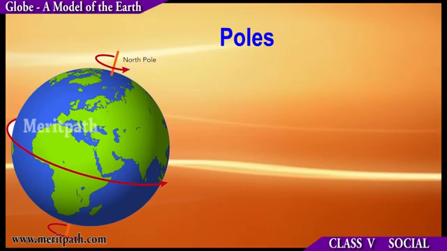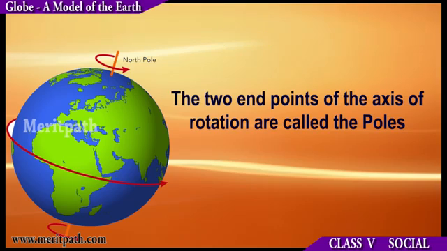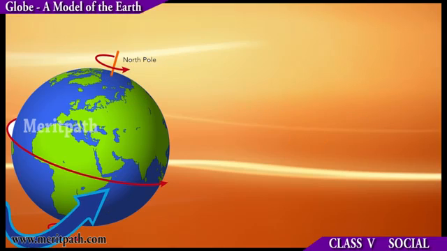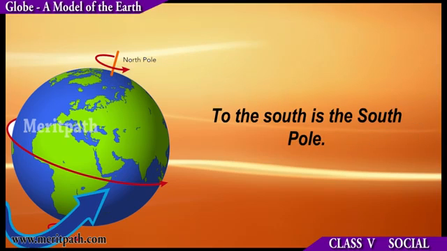Poles. The two endpoints of the axis of rotation are called the poles. To the north is the North Pole, and to the south is the South Pole.